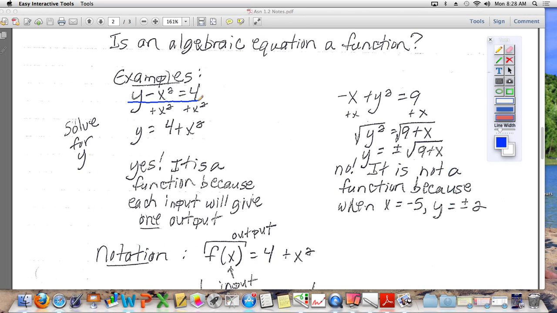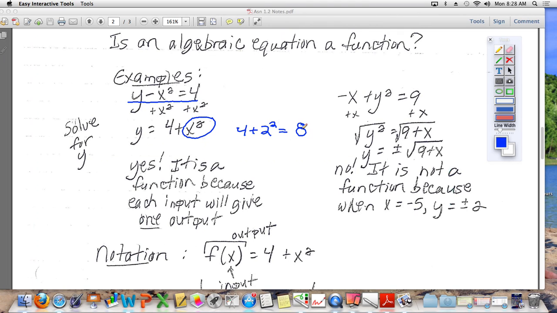Well, it is a function if I put any value in for x, square it, and then add 4 onto it, how many answers am I going to get for y? I'm going to get one answer. If I put a 2 in for x, I would have 4 plus 2 squared. Well, what is 2 squared? 2 squared is 4. And I add 4 to it. What is 4 plus 4? 8. It's 8.